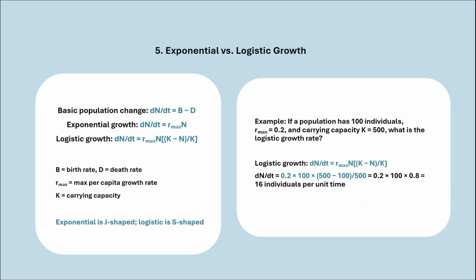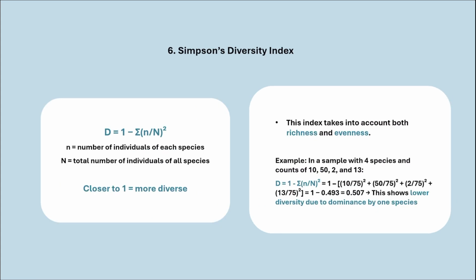Another thing that we need to know for AP Bio is the graph of exponential and logistic growth. The exponential graph will be J-shaped and the logistic will be S-shaped because it will reach a carrying capacity.